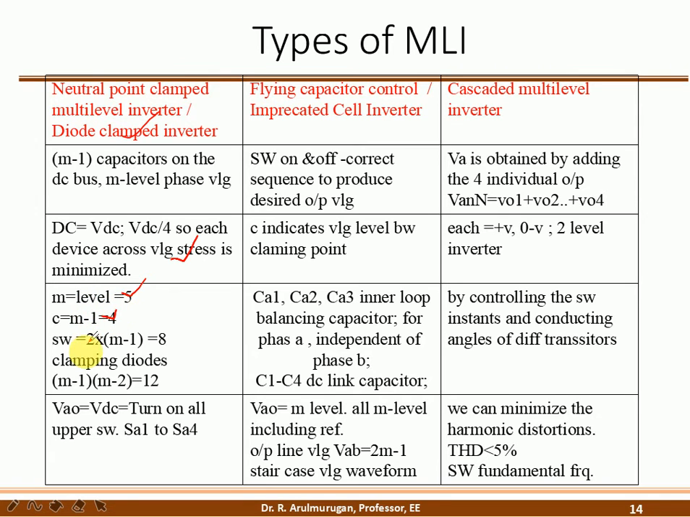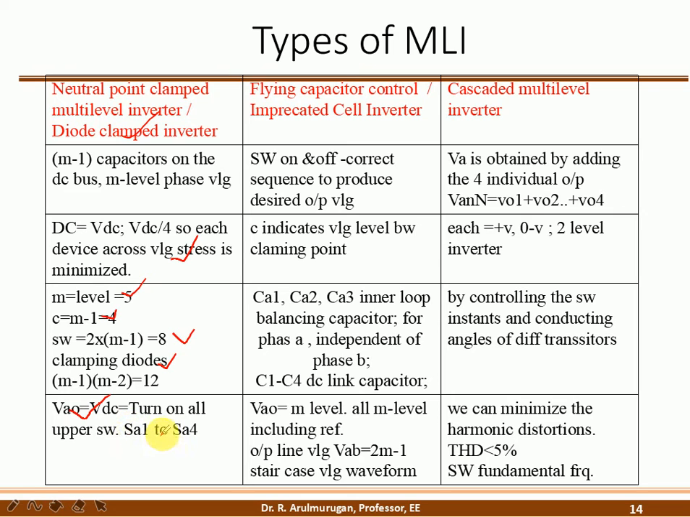How many switches are needed for the circuit? It is 2 multiplied by (M minus 1). For 5 levels, 5 minus 1 is 4, and 4 multiplied by 2 is 8, so 8 switches are needed. Then how many clamping diodes are needed? 12 clamping diodes are needed. Then what is the phase voltage VAN with respect to the neutral, and what about the turn-on of the switches?